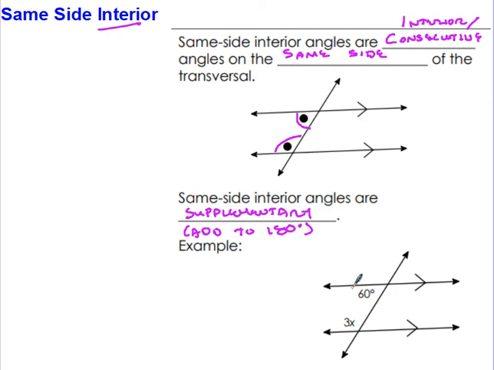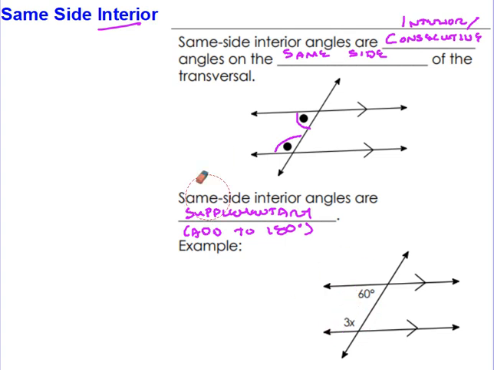Here I know that this angle right here is 60 degrees, and I don't know the measure of this angle, but I know it's 3x. I might say, solve for x, or the question might be, tell me what the measure of this angle is. But let's say the question is, let's solve for x. Here's what I know about these two angles. These are same side interior angles, which means that these two angles add up to 180.